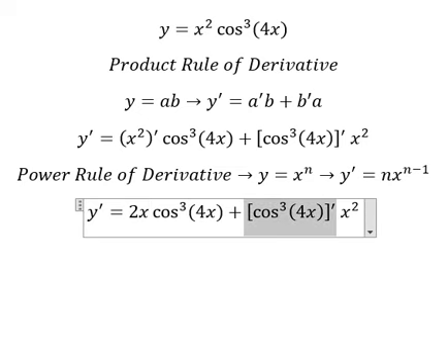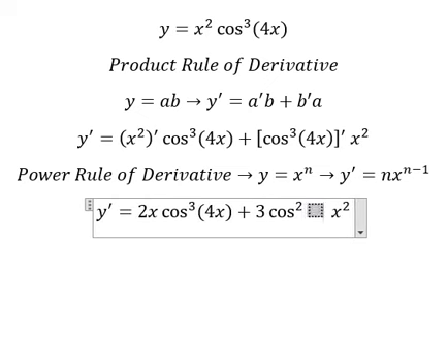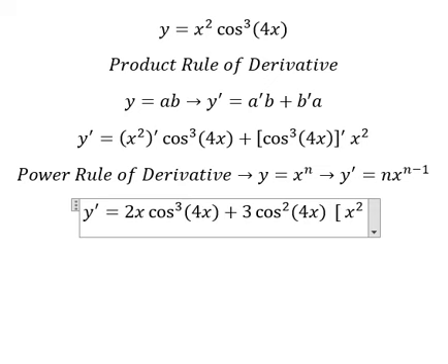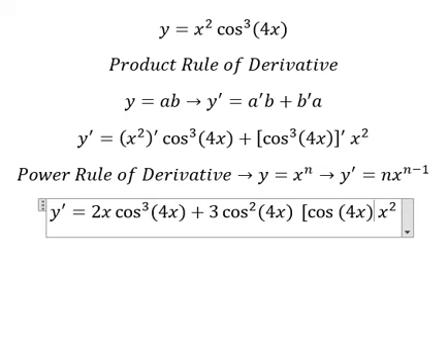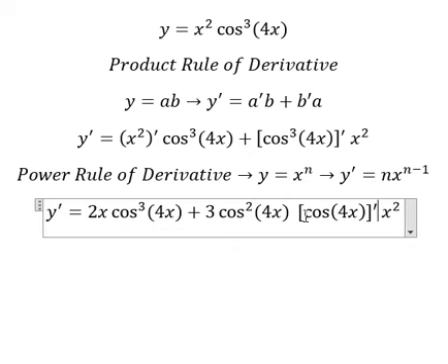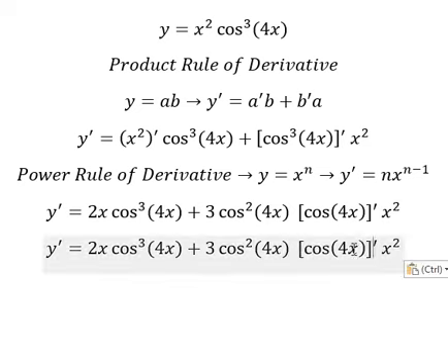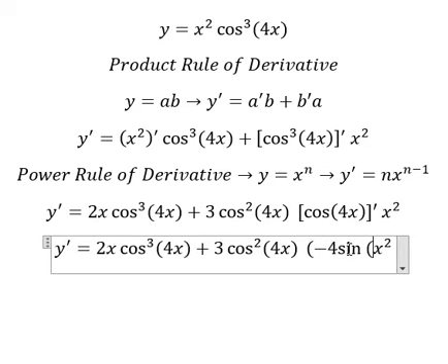This one, we have number 3 cosine 4x. Later, we need to do the first derivative of cosine 4x. That is about the chain rule of the derivative. So this one, we have negative number 4 sine 4x.